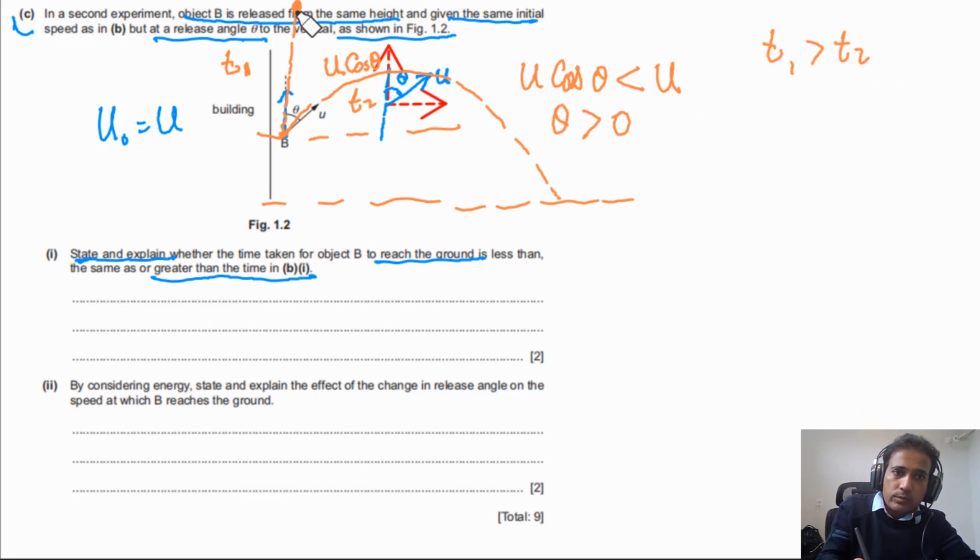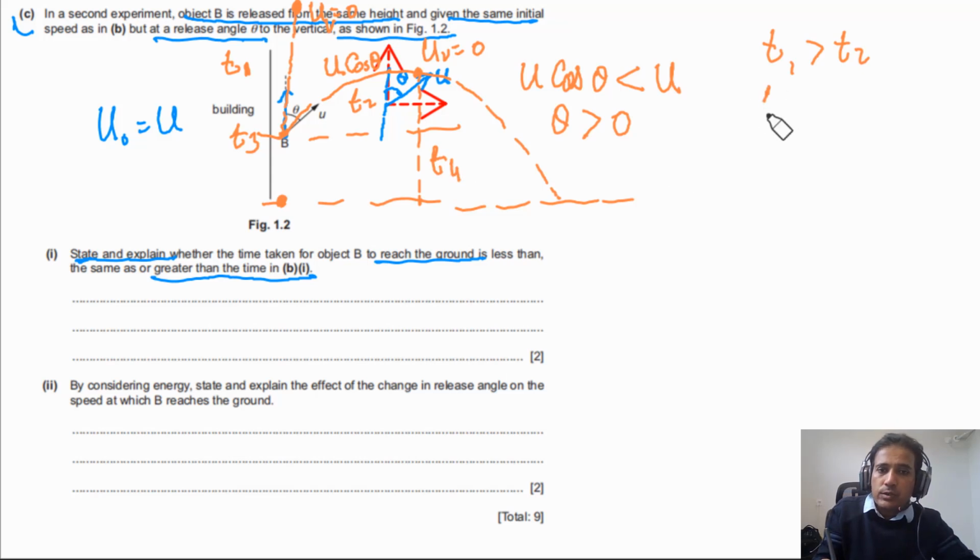Now we can also look at this point here. The vertical component of velocity is equal to 0 at this point, and at this point it is also 0. So the time taken from here to the ground, let's say that time is t3, and the time taken from here to the ground, let's say that is t4. So in this case t3 still will be greater than t4.